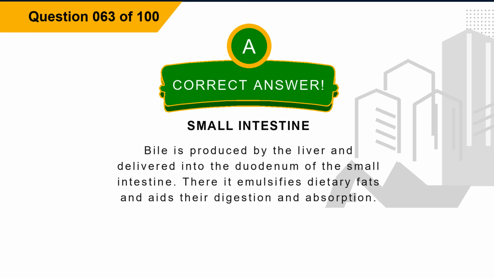The correct answer is option A, small intestine. Explanation: bile is produced by the liver and delivered into the duodenum of the small intestine. There it emulsifies dietary fats and aids their digestion and absorption.